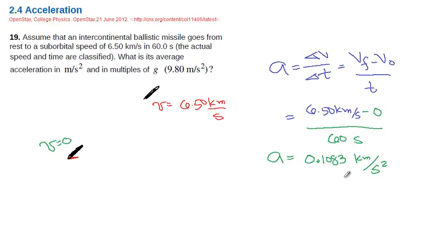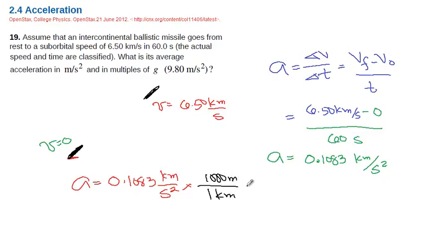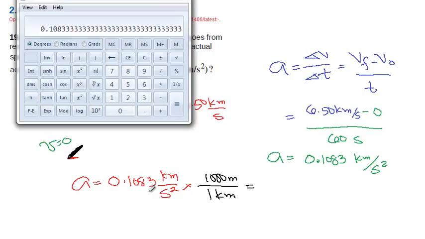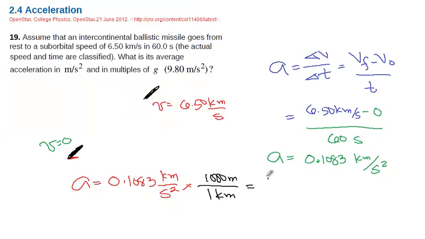And note that we are not being asked for that. We are asked for it in terms of meters per second squared. So how do we convert that? Well, it will just be straightforward. A will be equal to 0.1083 kilometer per second squared. Just multiply by the conversion, converting kilometer to meter. 1 kilometer is 1,000 meter, so then it will just be moving the decimal point by 3, right? So it will be 108.3 meter per second squared. So this is the acceleration of your ballistic missile during that launching period of 60 seconds.